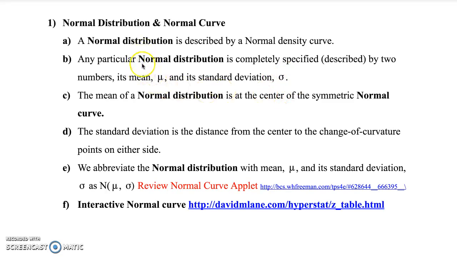We can use a capital N, parentheses, the mean, comma, standard deviation to describe the shape, center, and spread of a normal distribution. Standard deviation is the distance from the center to that change of curvature point that I mentioned. Here's the abbreviation I want you to use when you're doing a problem.